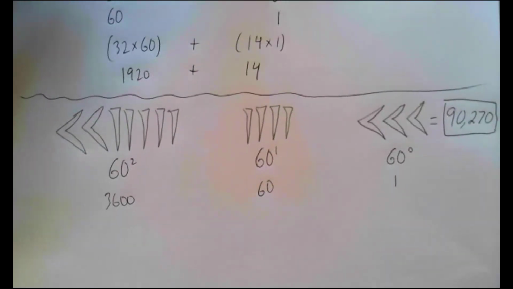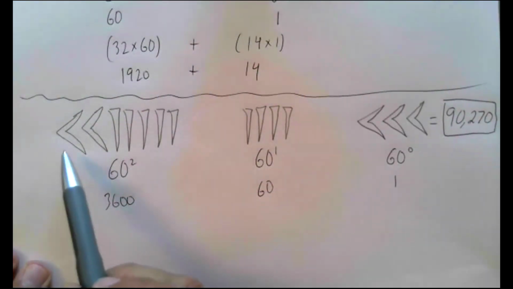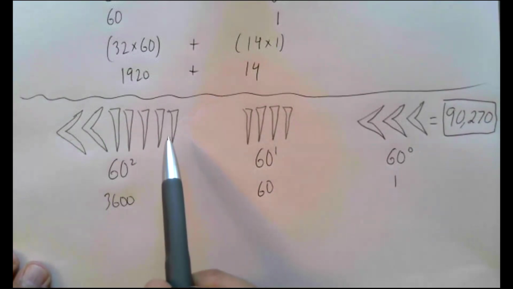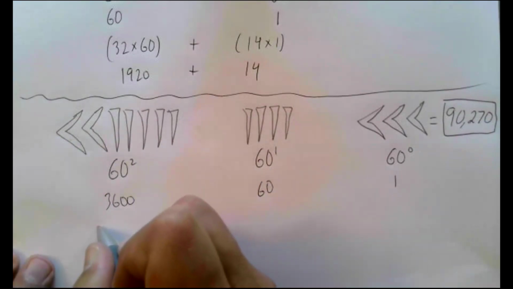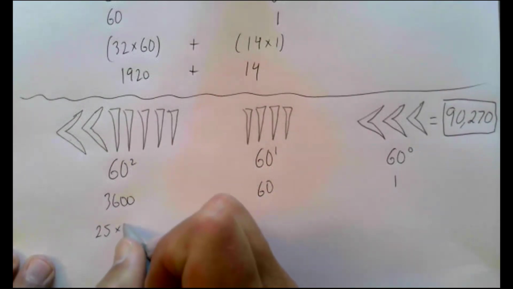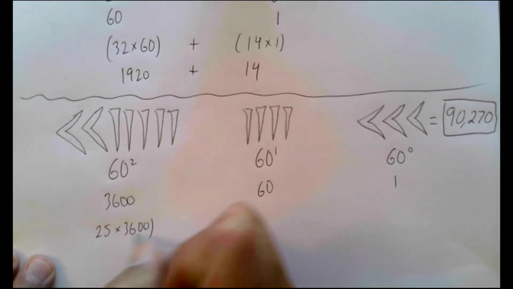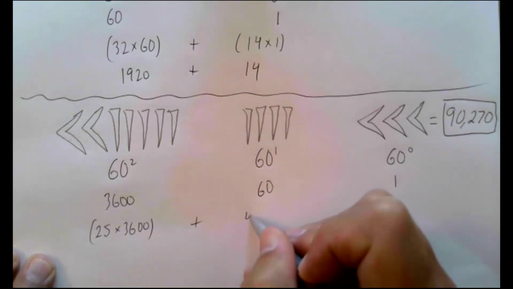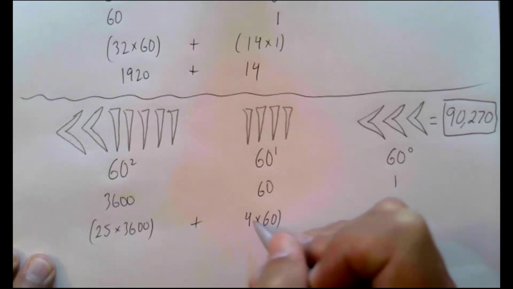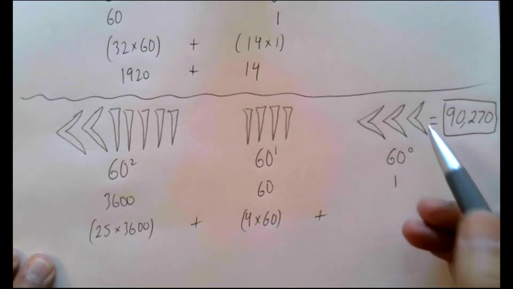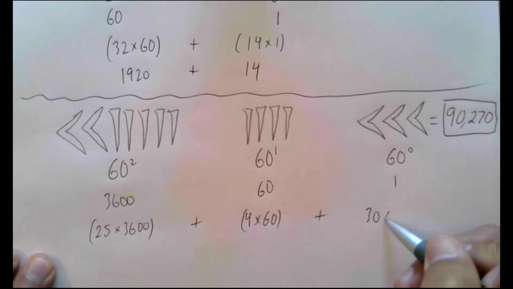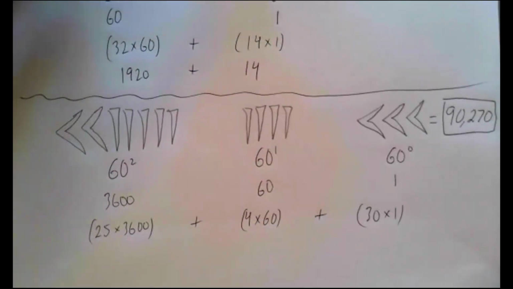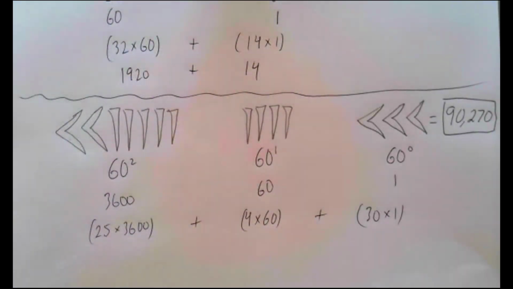Okay, so how would we write that? Well, this is 25. This is saying I have 25 sets of 3,600. Plus this is 4, right? This is saying I have 4 sets of 60. Plus this is 30 over here. This is saying I have 30 sets of 1 right there. You go through the math on that, and apparently it adds up to that number.